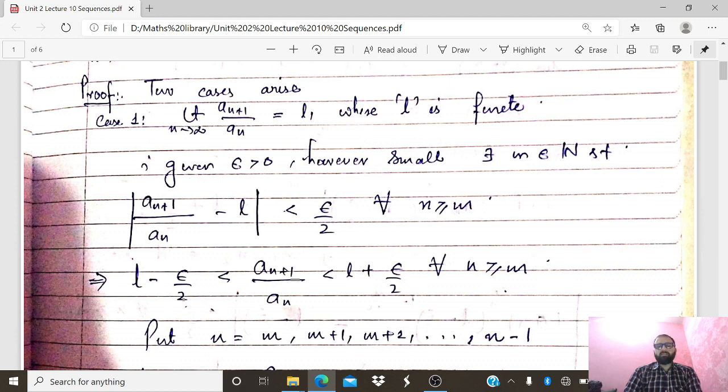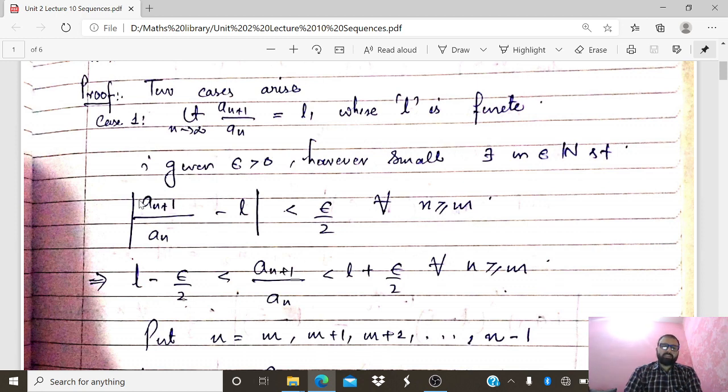By the definition of convergence, for all epsilon greater than 0, however small, there exists a natural number m such that the condition gets satisfied. You can see, if you can see the cursor, I am pointing the cursor here. You can see that |a_{n+1} upon a_n minus L| is strictly less than a very small quantity, and let me take that very small quantity as epsilon naught by 2, and this is true for all n greater than or equal to m.